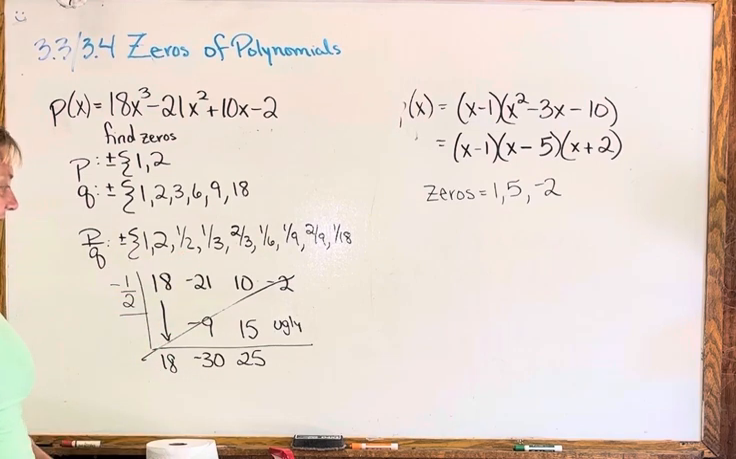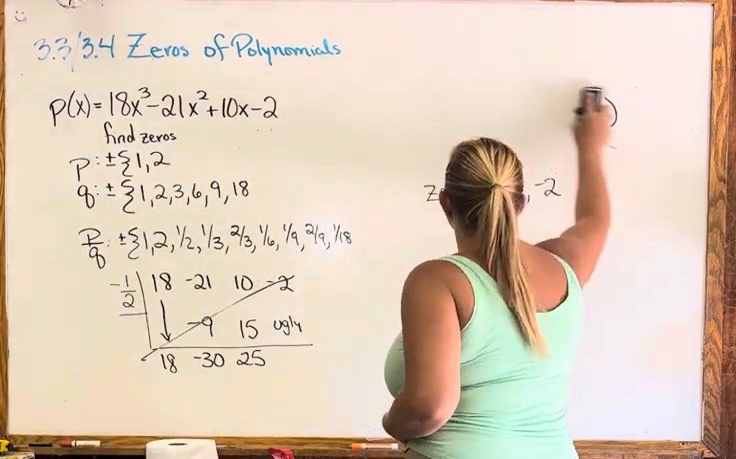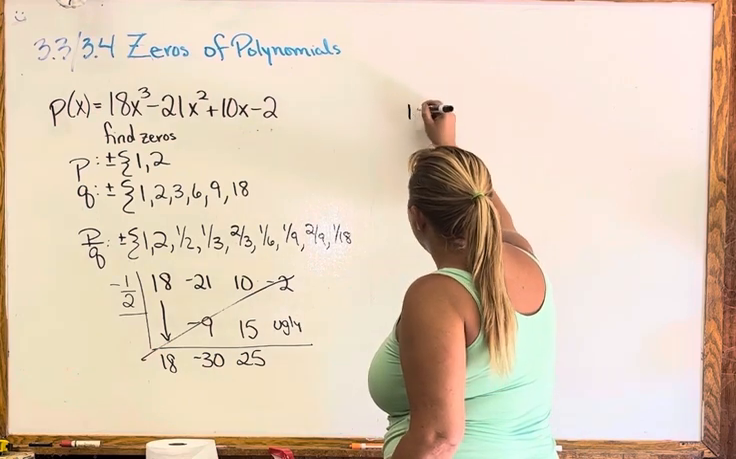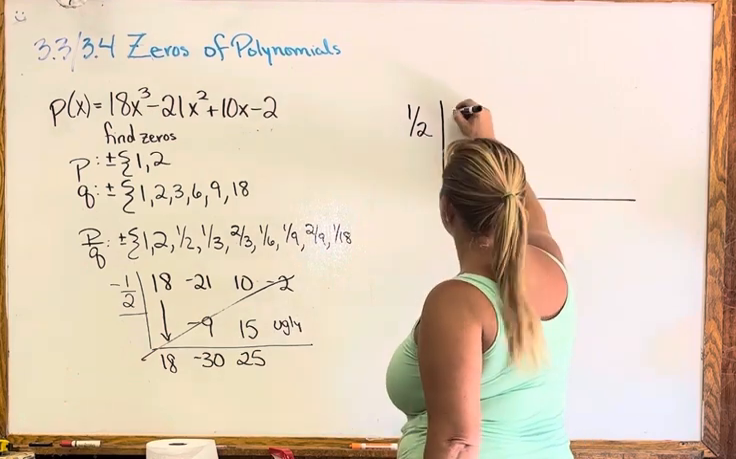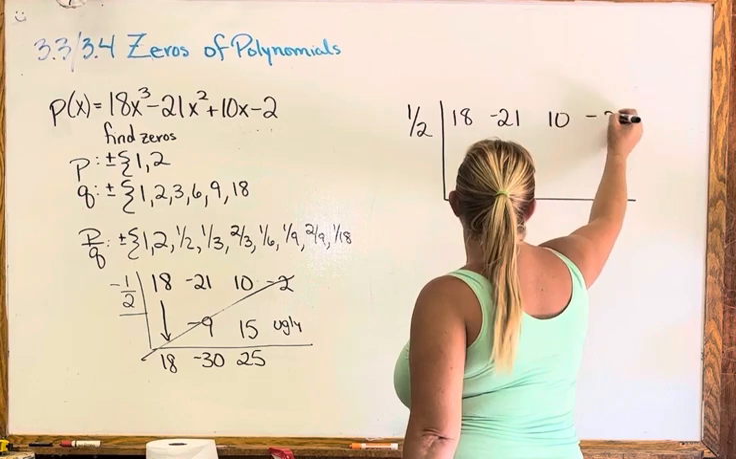If -1/2 doesn't work, do you think maybe +1/2 might work? Okay, so again, start with nice fractions. So this time I'm putting +1/2 on the shelf. Same numbers here, 18, -21, 10, and -2.